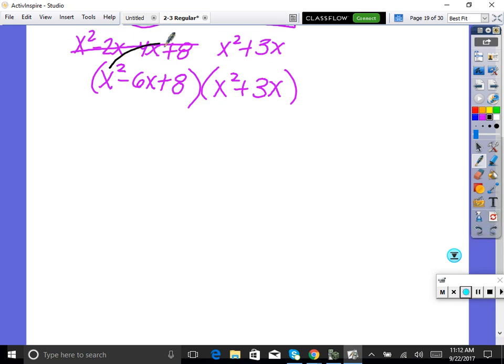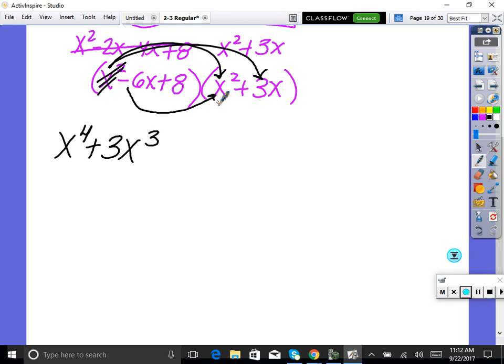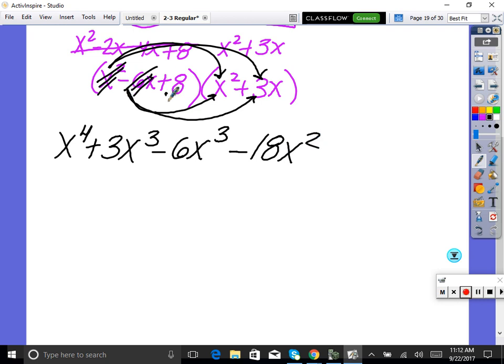There we go. x squared times x squared is x to the 4th. x squared times plus 3x is plus 3x cubed, isn't it? Cross that out. Negative 6x times x squared is negative 6x cubed. And then negative 6x times positive 3x is negative 18x squared. Thank you. Cross that out. Positive 8 times x squared is plus 8x squared. And then positive 8 times positive 3x is plus 24x.